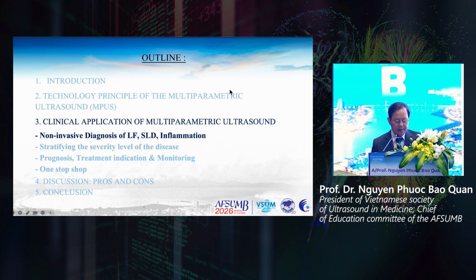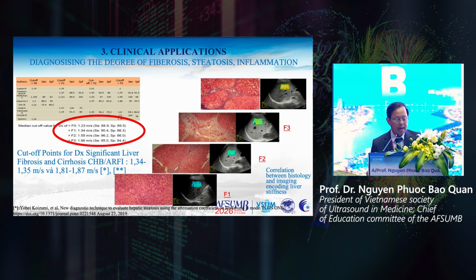Now we move to some applications of multiparametric ultrasound. First of all, I would like to talk about the non-invasive diagnosis of liver fibrosis, stable liver disease, and inflammation of the liver. Thanks to elastography technology, we can have information on liver fibrosis. And many studies show a correspondence between the elastography and the pathology when we study F1, F2, F3, F4 of the fibrosis of the liver.